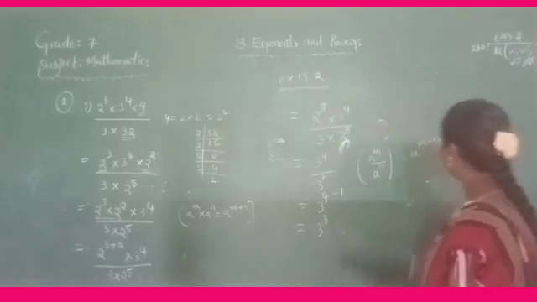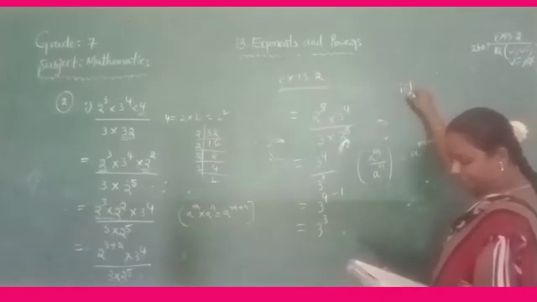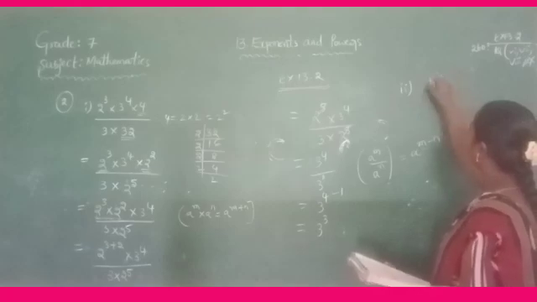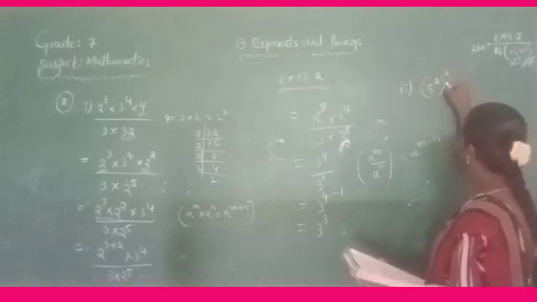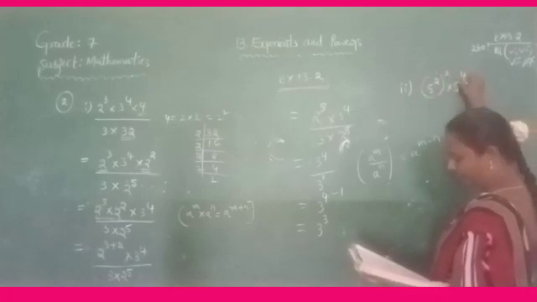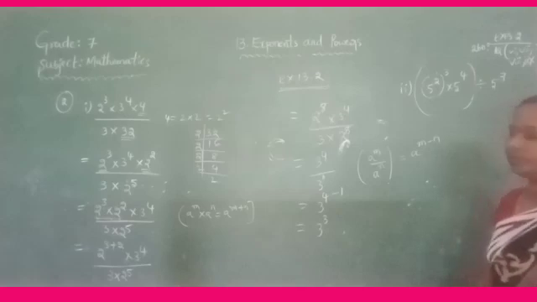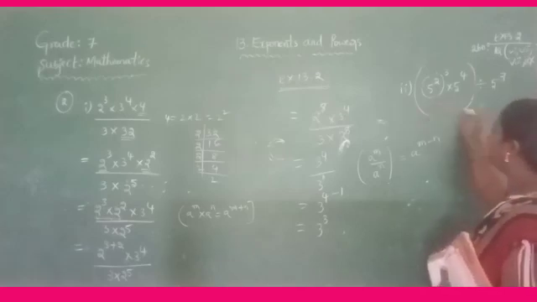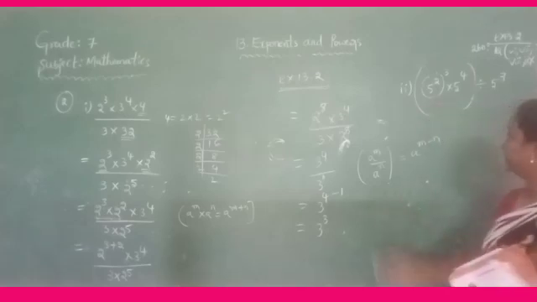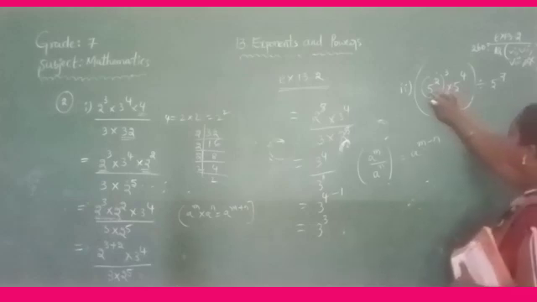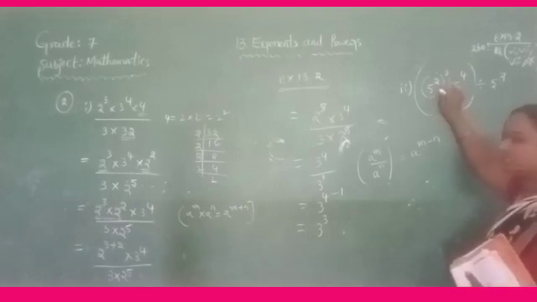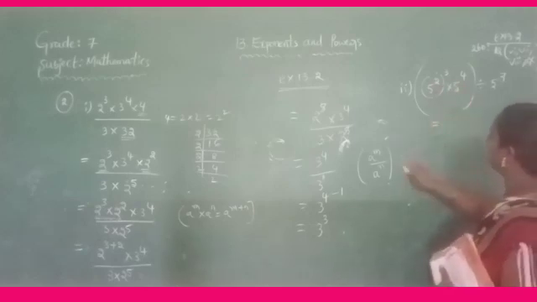Right. Come to the second one. See second question. 5 square whole cube into 5 to the power of 4 divided by 5 to the power of 7. See, observe this problem. How can we solve? Here power of a power is there. First we have to simplify this.